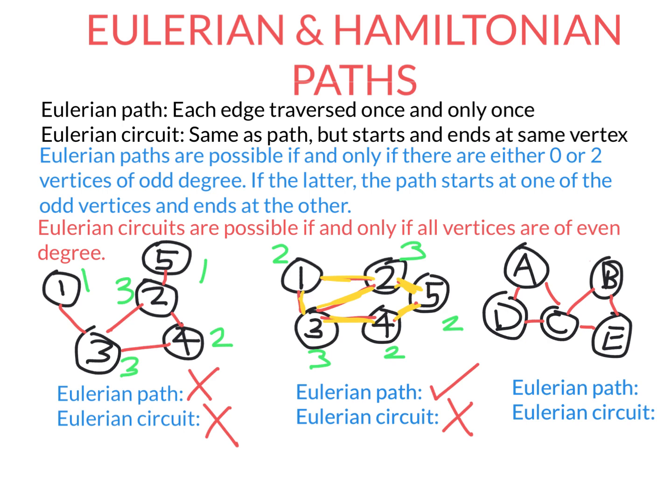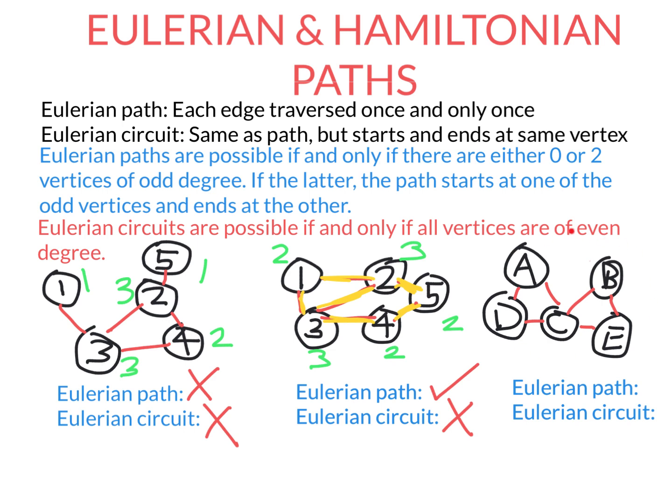It's not an Eulerian circuit because I didn't start and end at the same vertex. I started here and ended there. An Eulerian circuit is not possible. You can't draw an Eulerian path here that starts and ends at the same vertex.